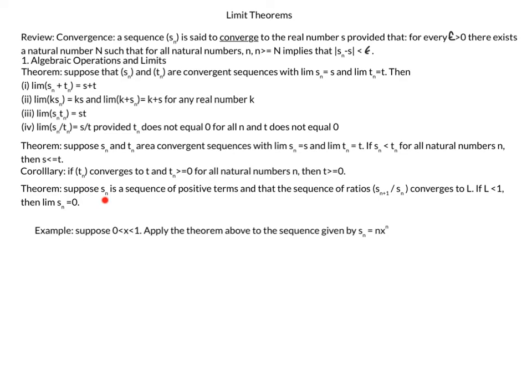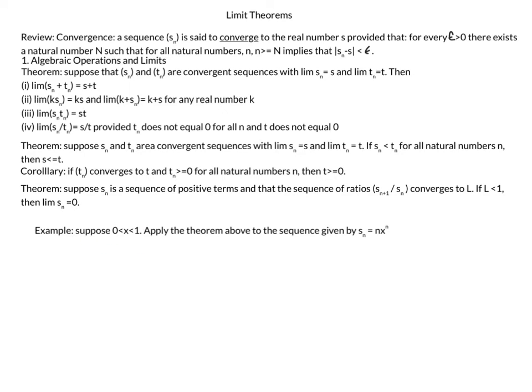Our next theorem: suppose Sn is a sequence of positive terms, and the sequence of the ratios Sn plus 1 over Sn converges to L. If L is less than 1, in other words, the terms are getting closer and closer to 0, then the limit of Sn is equal to 0. I'm going to use this theorem for our next example.